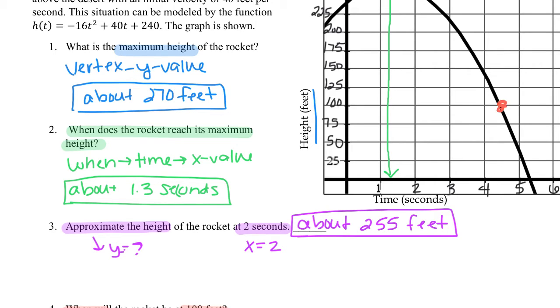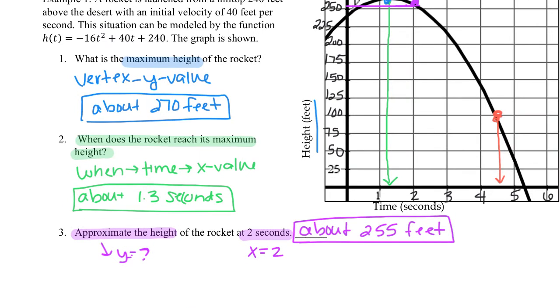And I want to know when does this happen. So I'm going to go towards my x-axis to figure out when does this actually hit 100. So it looks to be about 4.5. It looks kind of right in the middle. So about 4.5 seconds. Okay.